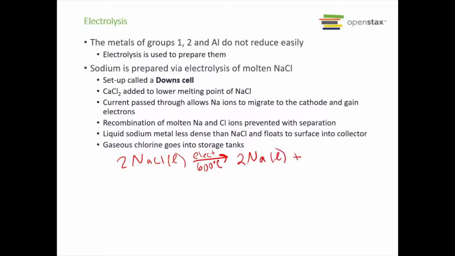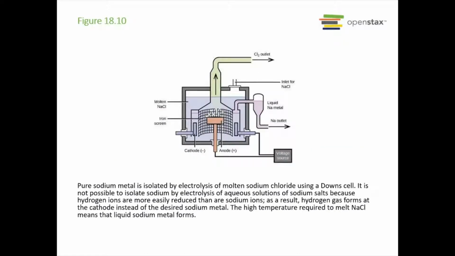liquid sodium metal and chlorine gas. We also add calcium chloride to the molten sodium chloride, and this is going to lower the melting point, which is why we're able to do this at about 600 degrees Celsius rather than the melting point of sodium chloride, which is actually about 801 degrees Celsius.